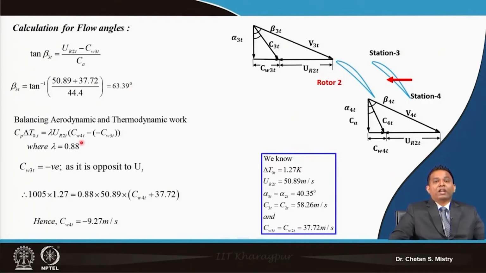Okay. And when we compare our aerodynamic and thermodynamic work, that helps us calculate my CW4 at the tip region, and that is coming minus 9.26 meter per second. Okay. Now, once the relative velocity and relative flow angles are known to us, my absolute components are known, later on we will calculate parameters called de Haller's factor and my diffusion factor. So, let us move in that direction.